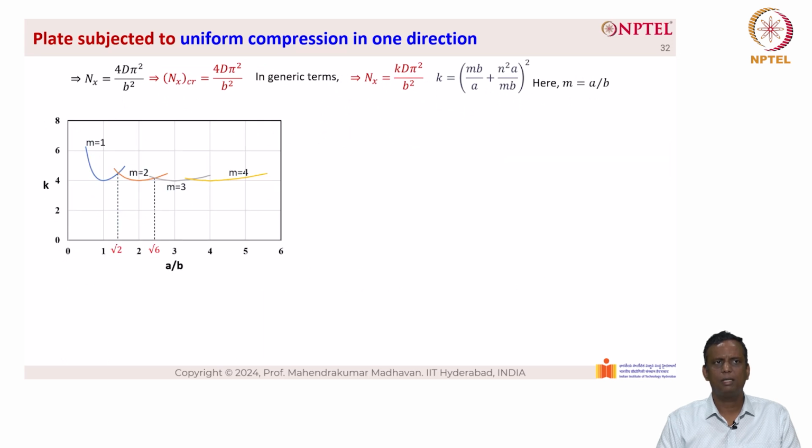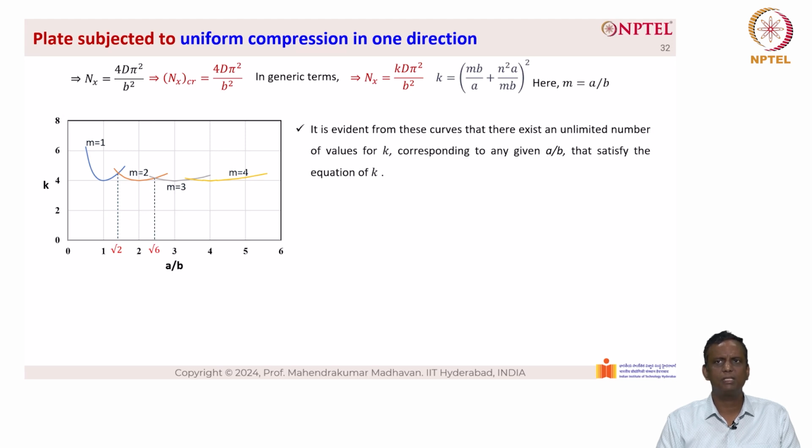And when we plot k versus a by b, where k is the elastic buckling coefficient and a by b is the aspect ratio of the plate, we get what is known as Garland curves. So we can see a series of curves which are Garland in nature. So m equal to 1, we have a blue color curve, m equal to 2, we have an orange color curve, and m equal to 3, it becomes flatter, and we have a gray color curve, and at m equal to 4, we slightly have a yellow color curve. You can see that, right?